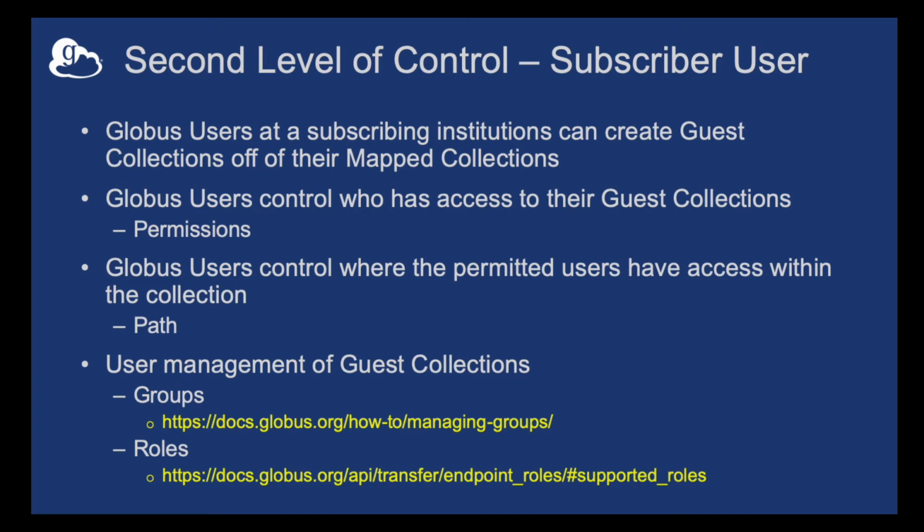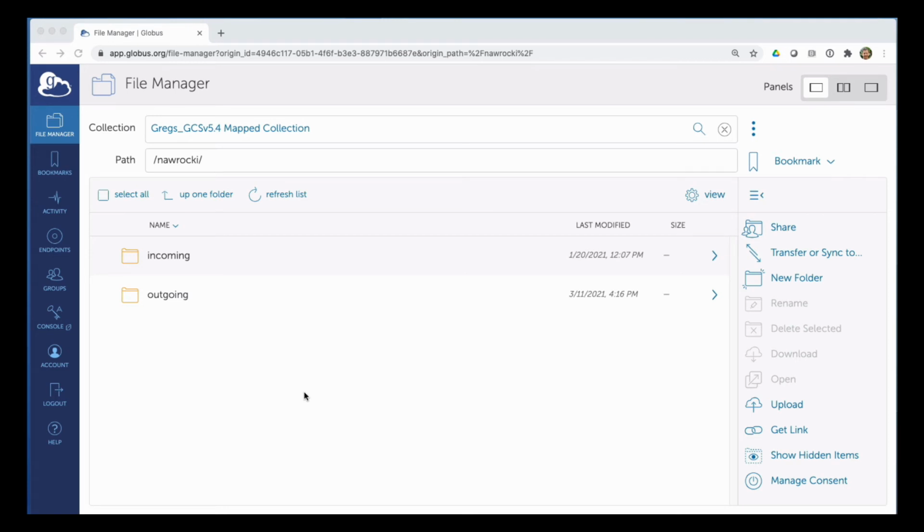The best way to highlight these controls and features is with a quick demonstration of guest collection setup and configuration. Take, for example, this mapped collection set up on my Greg's GCS v5.4 endpoint. The path field reflects my home directory structure, in which there exist subfolders named incoming and outgoing. If we look at the outgoing directory, we see three folders that each contain files meant for two of my colleagues, as well as a group of Globus users.